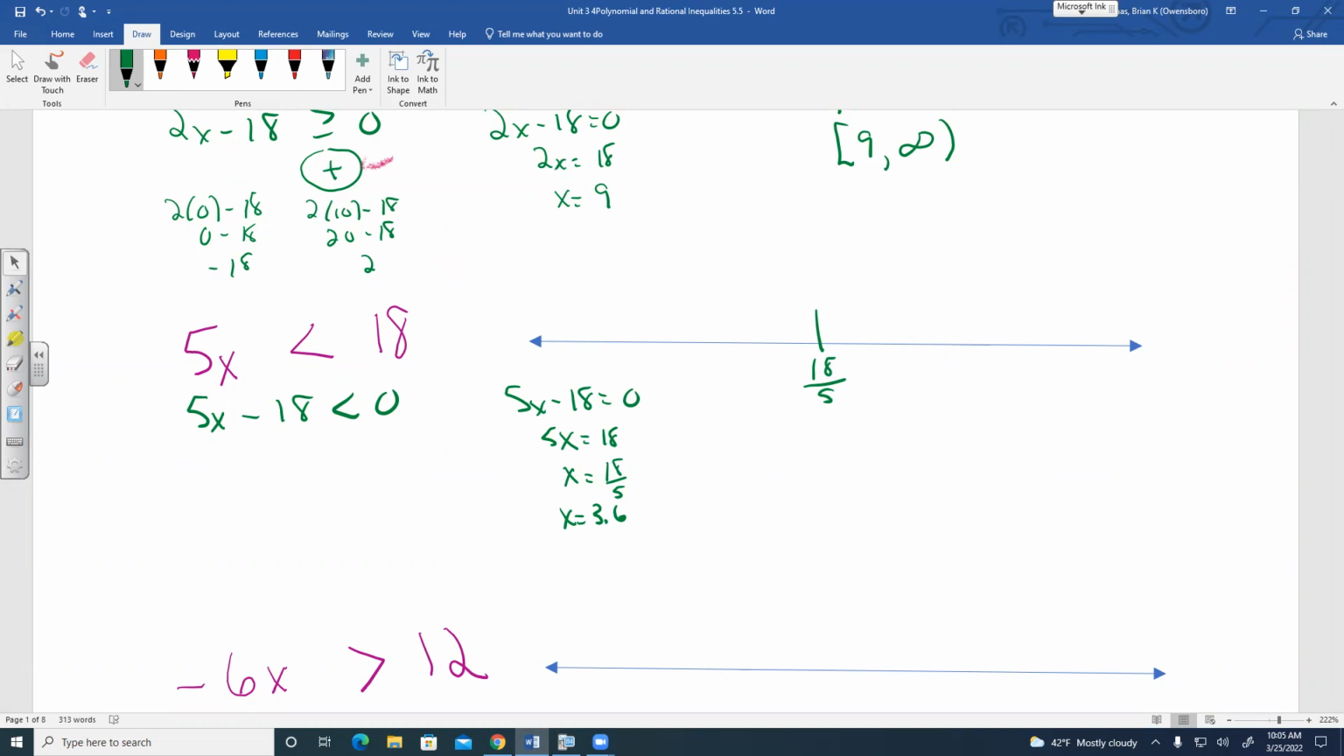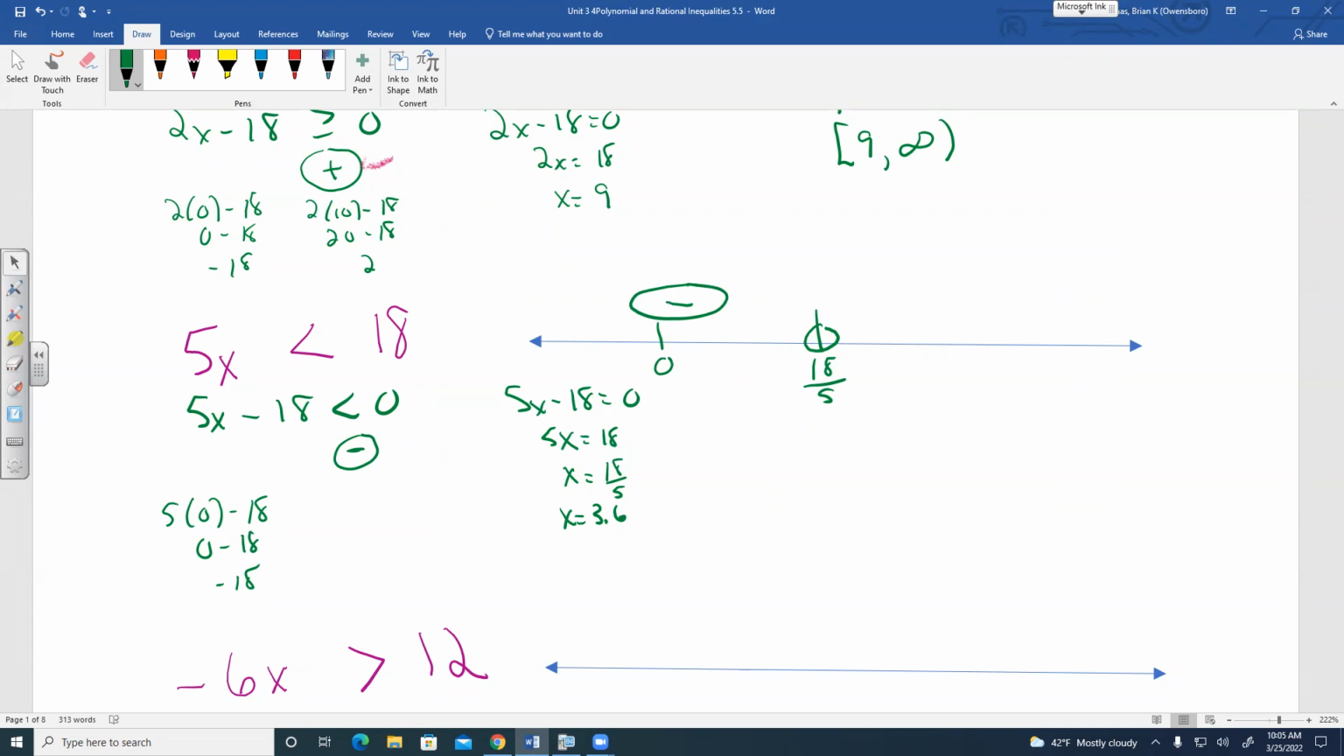Notice that since this is less than 0, this is an open interval at this spot. We do not include the 0. Now, since it's less than 0, what we're looking for is we want this left side to be negative. So again, if we test an interval, something left of 3.6, 0 would be an easy value to pick, left of 18/5 or 3.6. So if I put 0 into the problem, I have 5 times 0 minus 18. 0 minus 18, again, is going to be negative 18. So that is going to end up being a negative interval over here. That's what we're looking for.